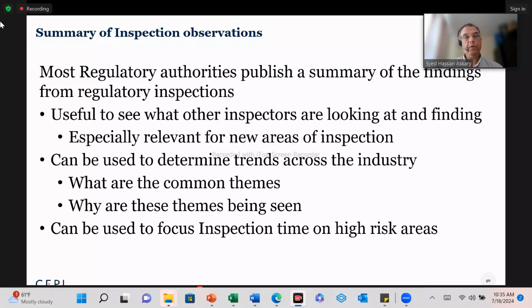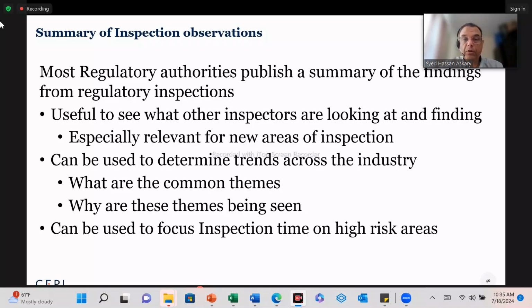Most of the time, regulatory authorities, after they complete the inspection of a particular site for vaccine manufacturing and biological products, would publish a summary of their findings. It's useful to see what inspectors are looking for and identifying in their observations, especially relevant for new areas of inspection, because new manufacturers can identify what the key elements of focus are.